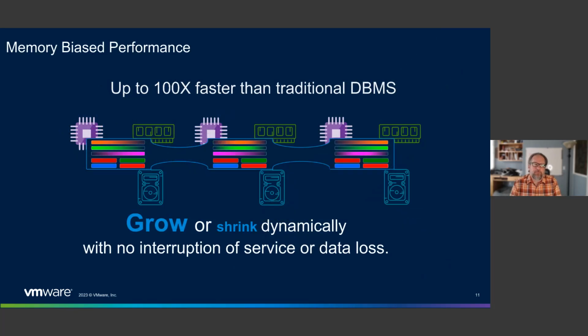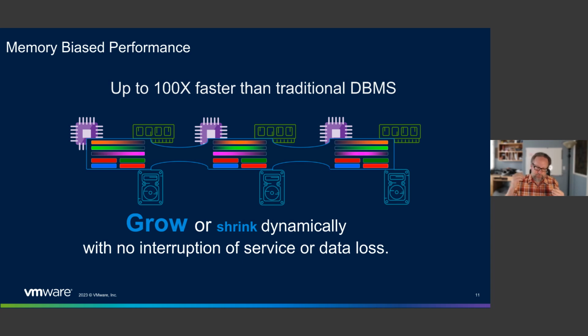Because it was built in the current generation, we're able to do locks in memory versus on disk. So we're going to be using a lot of RAM or in-process techniques to achieve this high performance. One thing that was also a key tenet to us is being able to grow or shrink dynamically with no interruptions from an application perspective or data loss.